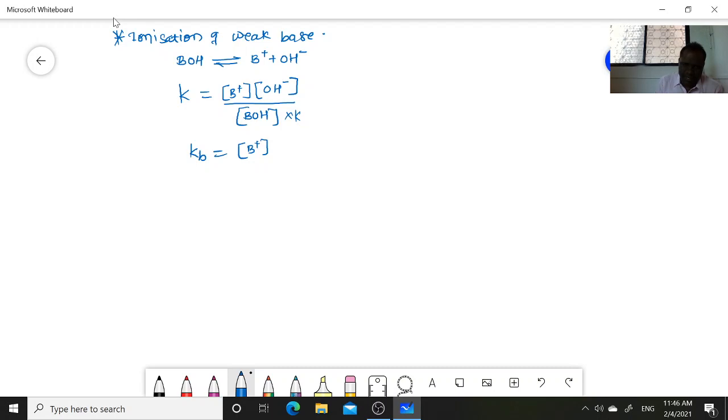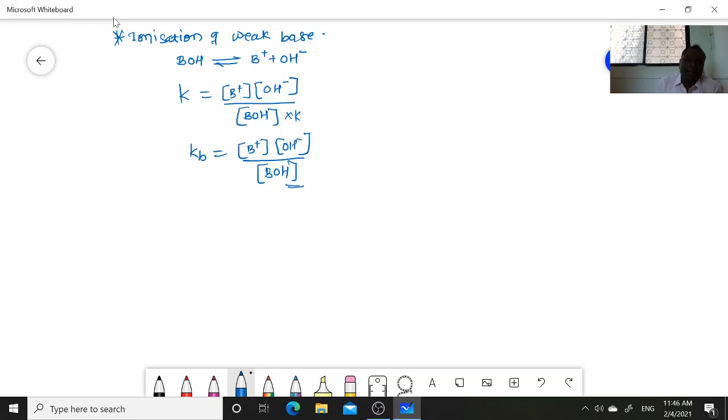Instead of the concentration of water, another K will be there. You know that water is in a large amount, therefore that constant multiplied by this constant will be another constant, and that will be equal to Kb, the dissociation constant of the base. So the dissociation constant of a base is the product of the cations and anions formed during the dissociation divided by the concentration of the undissociated weak base. Remember that.